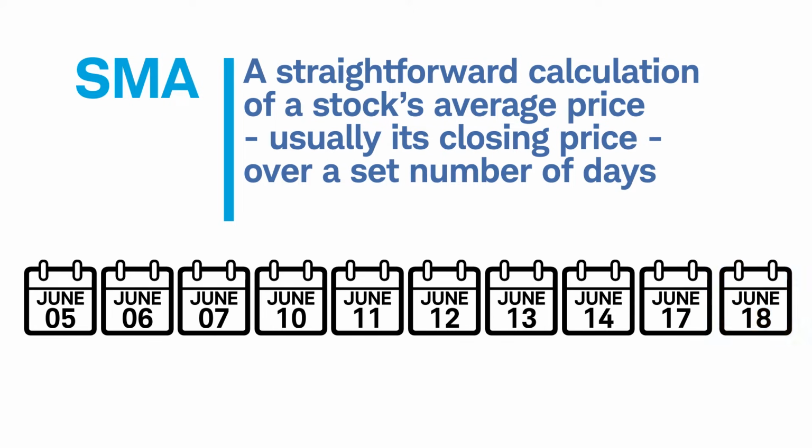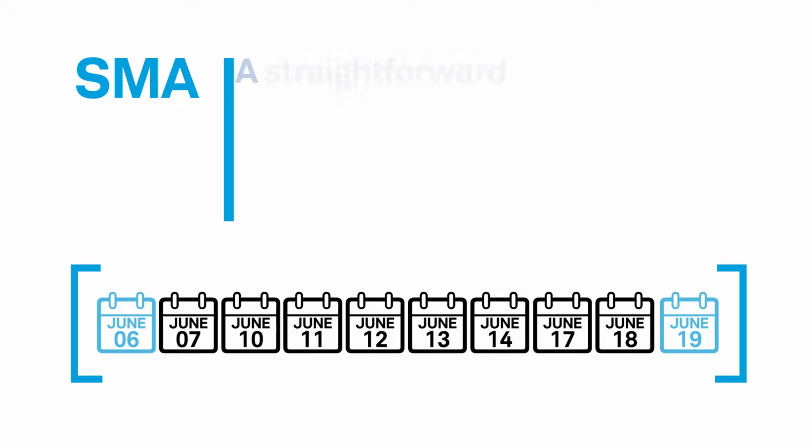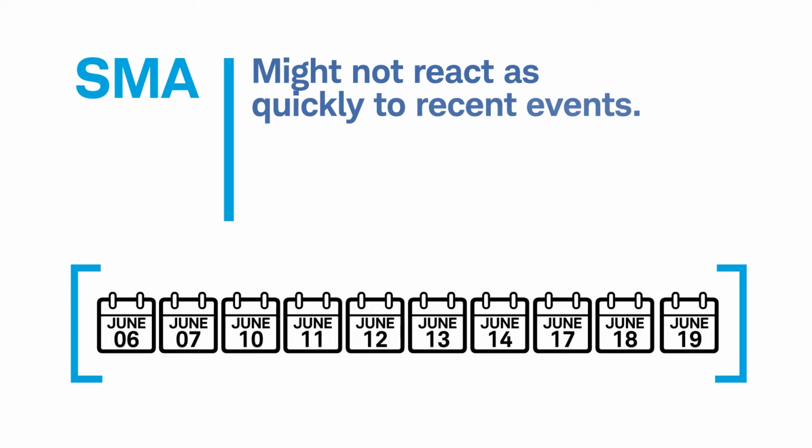one drops off. As you might have noticed, SMA is a backward-looking indicator insofar as it gives equal weight to a 10-day old closing price as it does yesterday's closing price. As a result, a stock's SMA might not react as quickly to recent events.